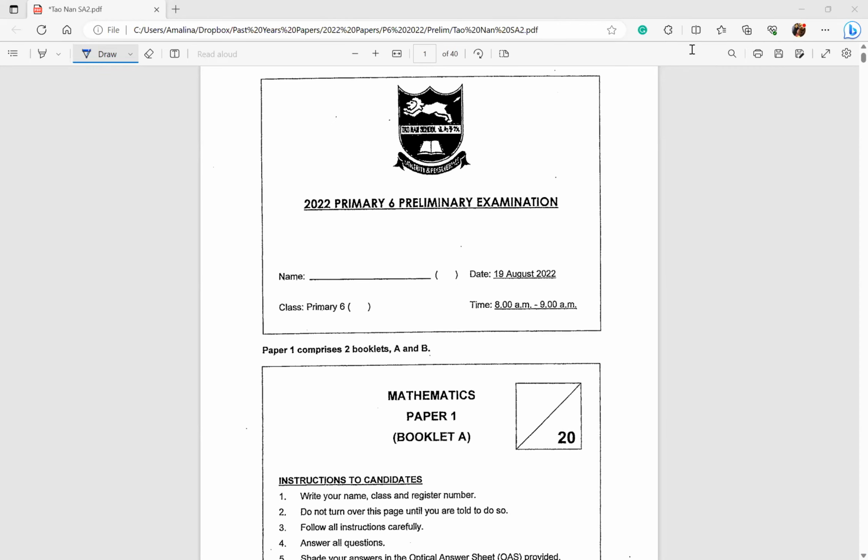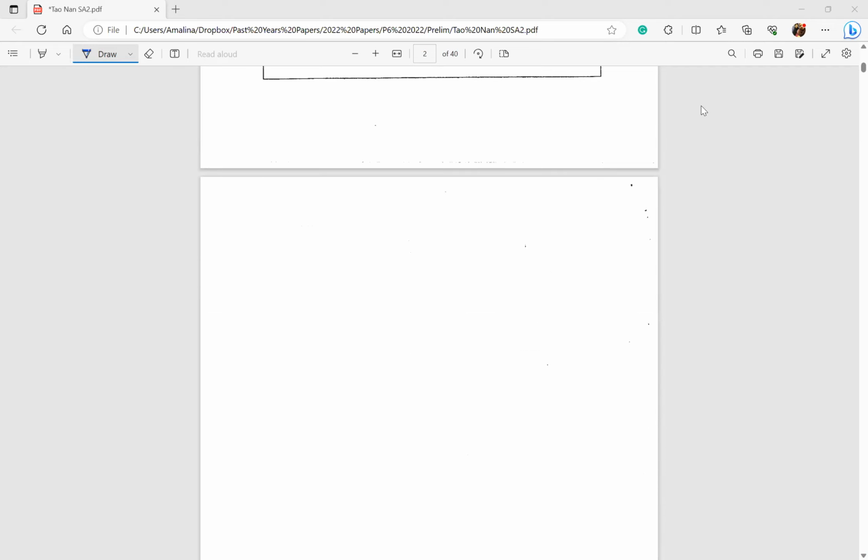Okay, this is the 2022 Primary 6 Preliminary Examination for Tao Nan School, Paper 1. I will be selecting only certain questions to go through for today.